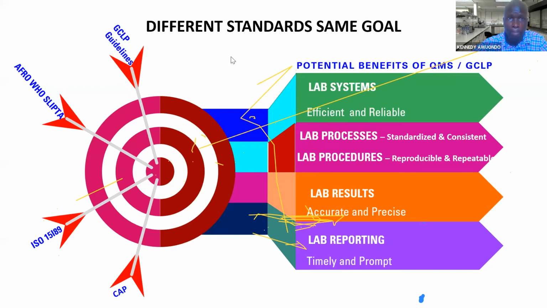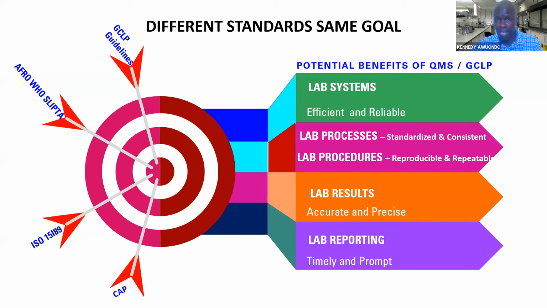Now, what's the difference? Standard, same goal. Whichever standard you follow, whether it's GCLP guidelines, Afro WHO SLIPTA, ISO 15189, or CAP, the College of American Pathologists, they may be different standards, but the goal is the same. The potential benefits are: lab systems must be efficient and reliable. Lab processes must be standardized and consistent. Lab procedures must be reproducible and repeatable. Lab results must be accurate and precise. Lab reporting must be timely and prompt. This is ideally what we want from all our laboratories, and these are the potential benefits of a quality management system and GCLP.